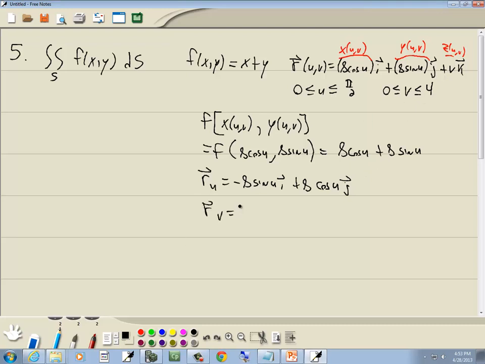We also need a partial with respect to v. Well, this doesn't have any v, so that goes to 0. This doesn't have any v, so that goes to 0. The derivative of v is 1, so that gives us 1k or k. Now we said we need the cross product of these. So it's a determinant. Put i, j, and k across the top. For the partial with respect to u, we have negative 8 sine u, and we have 8 cosine of u, and k is missing, so we put a 0 there. Now for the partial with respect to v, we're missing the i and j, so put 0, 0, and this would be 1.